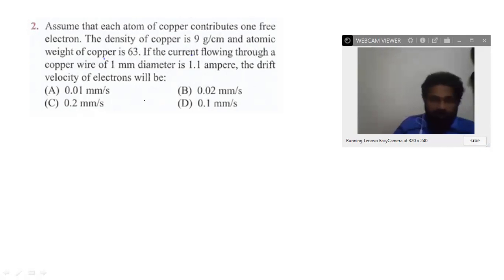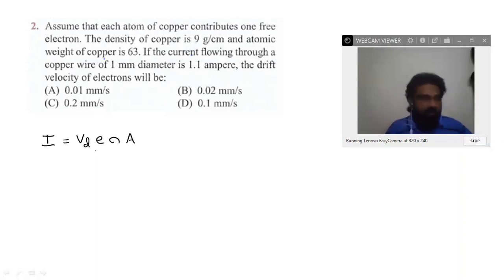So what is the formula of drift velocity? Answer is D, yeah, previous question. That is fine. Okay, the drift velocity can be linked with the current also. That is I equals Vd, e, n, and A, where Vd is the drift velocity, e is the charge, 1.6 into 10 raised to minus 19, n is the number density, and A is area.